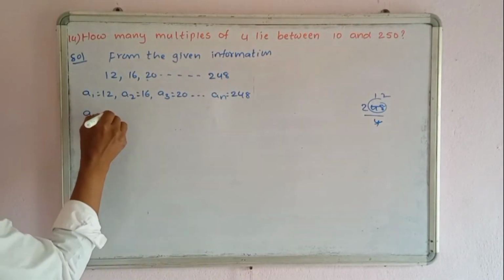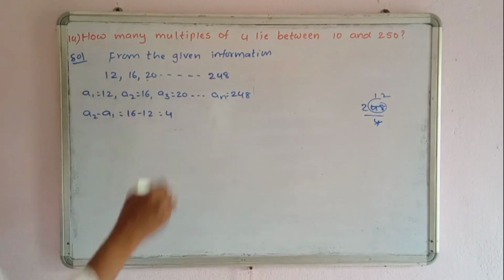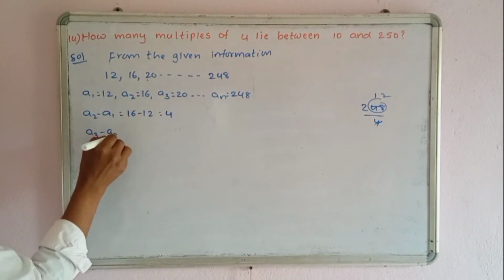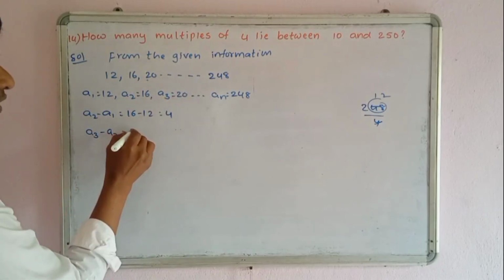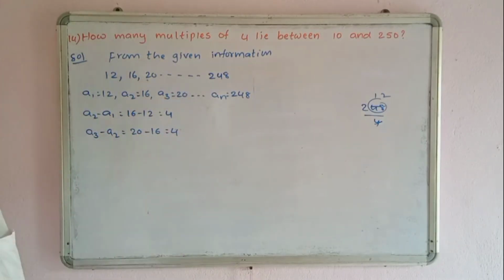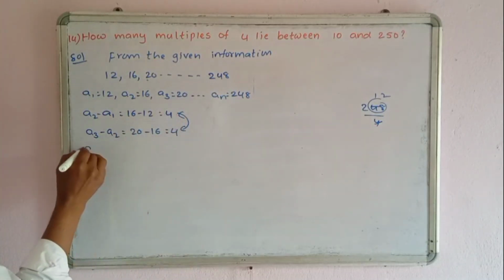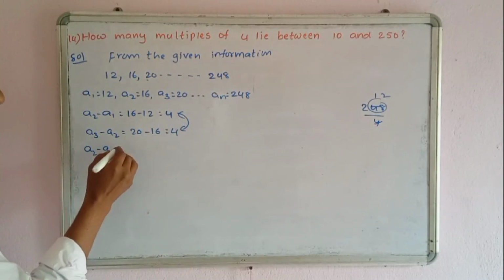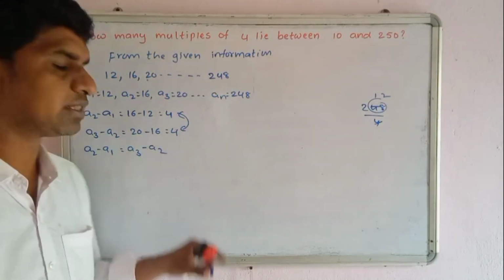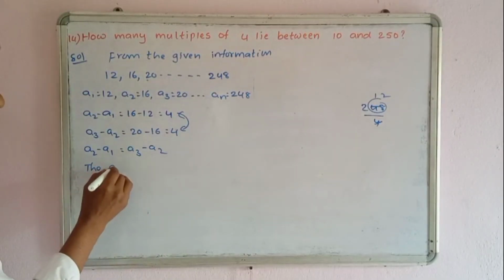A2 minus A1 equals 16 minus 12, that is 4. Next check A3 minus A2. A3 value how much? 20. A2 value 16. So 20 minus 16 is also 4. See, the difference between these two terms is the same. So A2 minus A1 equals A3 minus A2, the values came the same, so the given information is in AP.